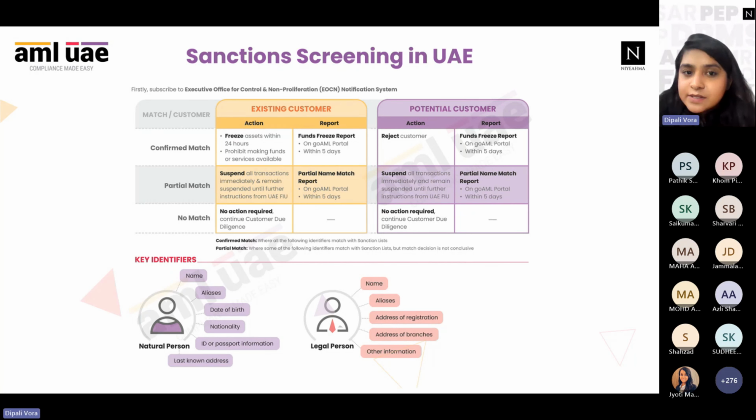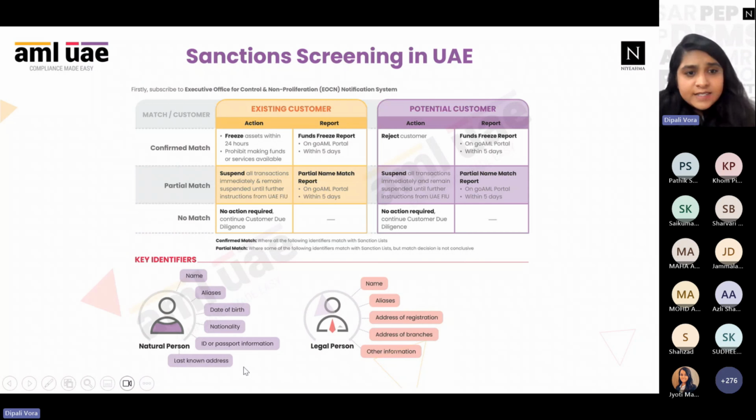So if that happens, what are the compliance steps that we need to take? Let's look at that. For all of the new inquiries that you get, when you screen them, if you get a confirmed match, meaning the name, date of birth, and nationality match.